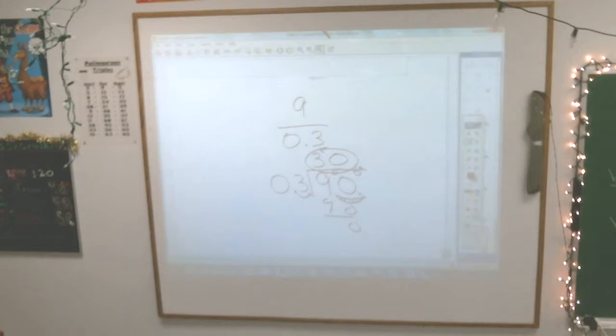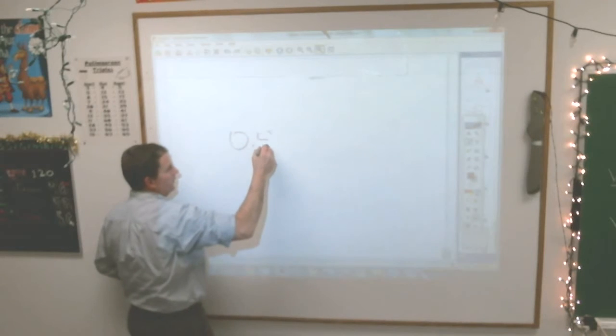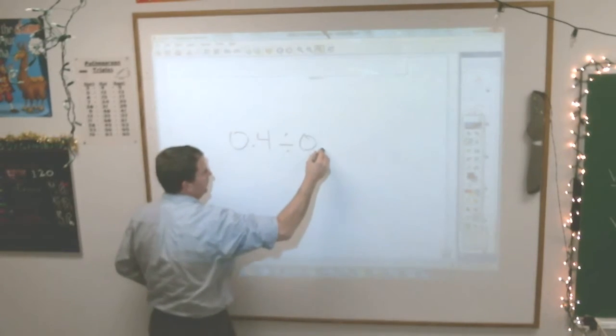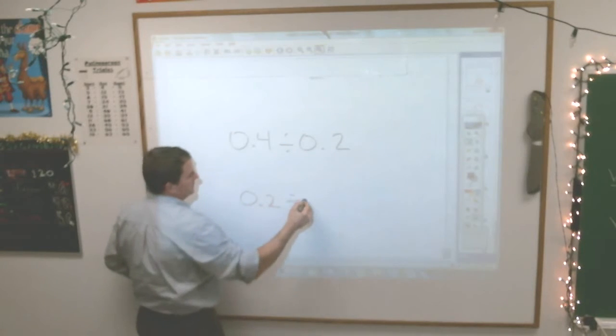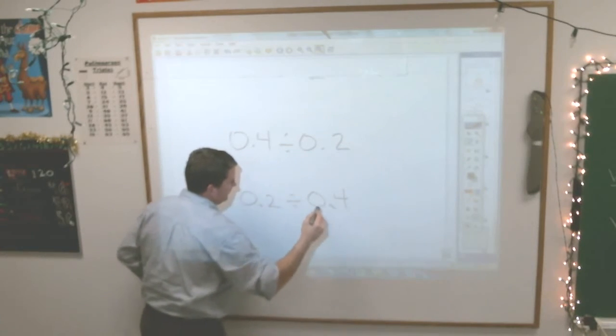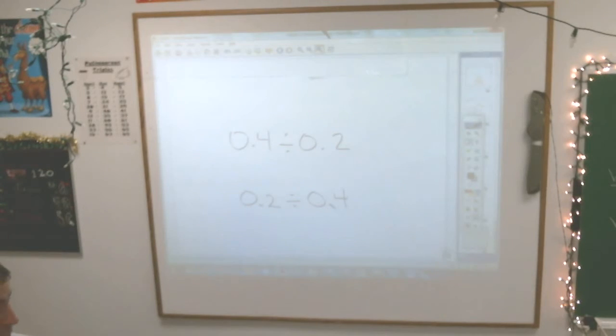No, don't follow that. Oh, here, check this out. We're going to do this. I'm going to give you a chance to prove yourself. 0.4 divided by 0.2, and then I want you to do 0.2 divided by 0.4. Tell me what the different answers are for that. 0.2 divided by 0.4 and 0.4 divided by 0.2. Commence mathematicizing.